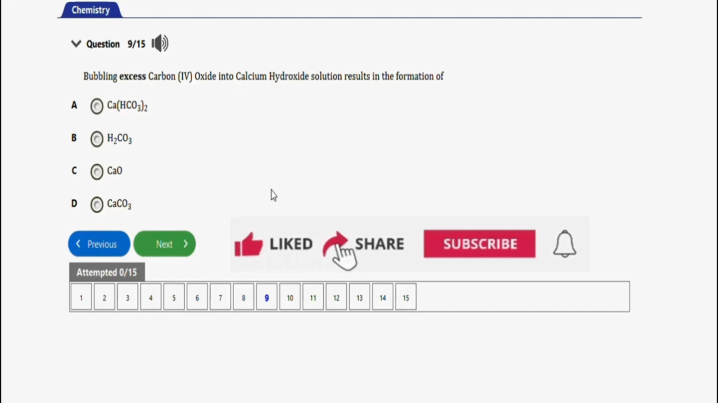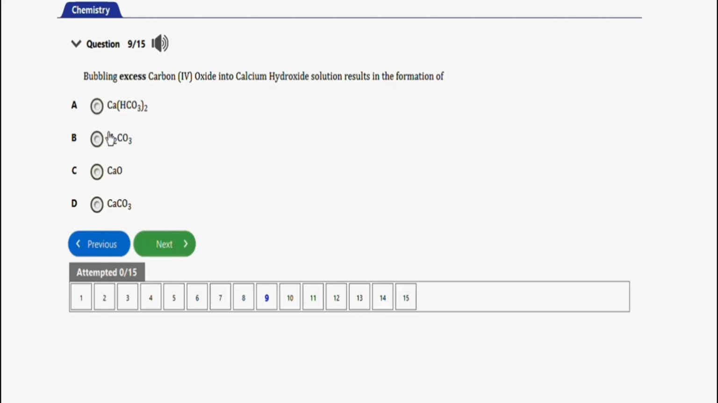This question says, burning excess carbon dioxide into calcium hydroxide solution reacts in the formation of. The right option, to save time, will be option A. When you express this chemically in an equation, you are going to get this output, option A.